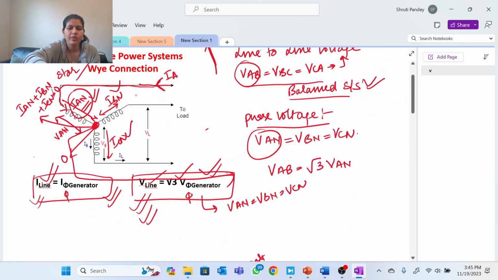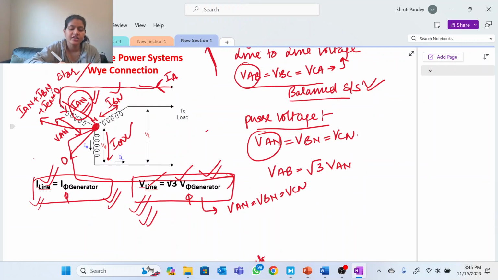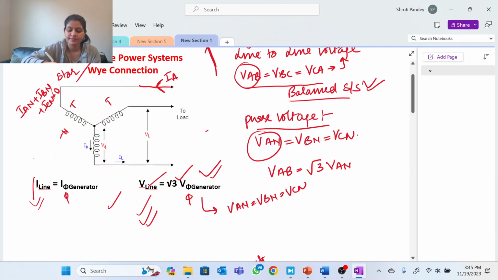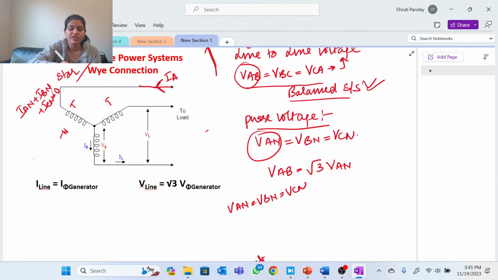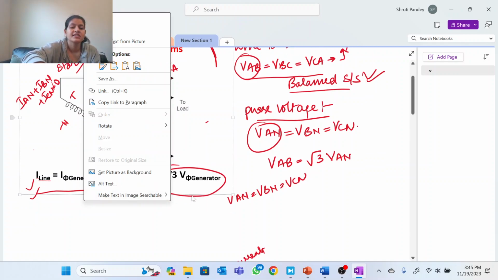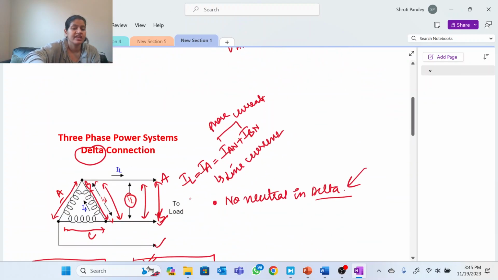So just remember one of these before solving the question. Maybe you can remember this one for the star connection: line current is equal to phase current in case of star connection or Y connection. Line voltage will be root 3 times the phase voltage, and exactly the opposite is the case in delta connection.